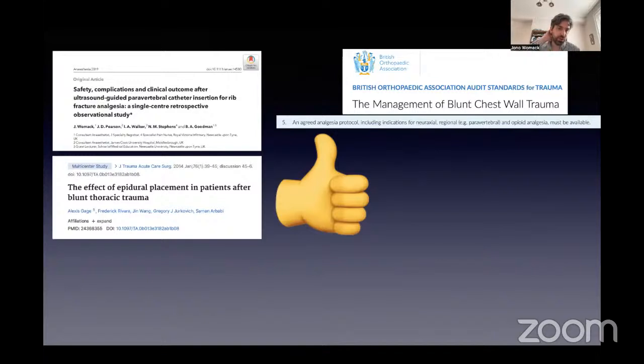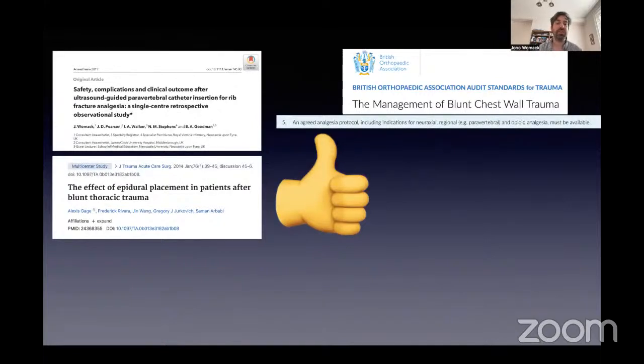So there's a couple of papers here. One is from our centre. We looked at all the patients that had ultrasound guided paravertebral catheters, and we saw that there was certainly a trend towards lower mortality in the rib fracture group. It was just on the edge of statistical significance when you take into account other confounders, but would have been quite a significant reduction in mortality, looking at something like a 7% to a 3% mortality reduction. So quite significant, as in clinically significant, but statistically just on the edge of significance.